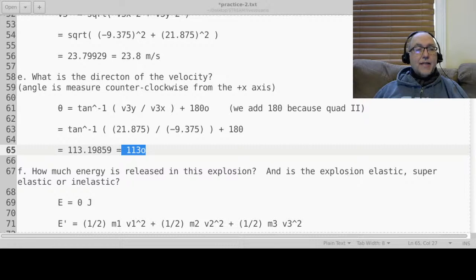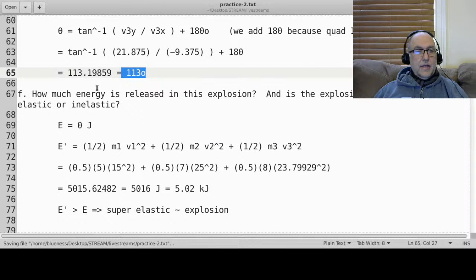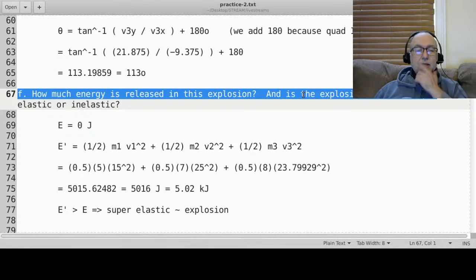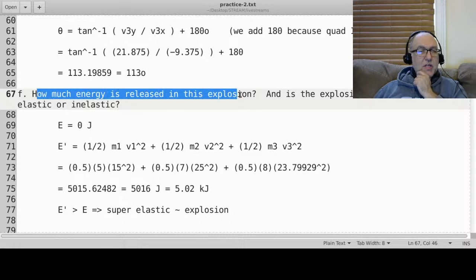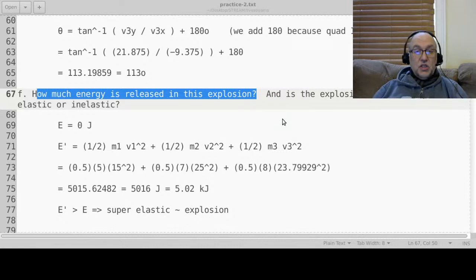All right, and then the last thing is how much energy is released in this explosion. Okay, and is the explosion elastic, super elastic, or inelastic? Well, let's do how much energy is released. Okay, so like when we did friction, we had energy that was macroscopic, and it appeared to disappear. What it was really doing was being transformed into heat, but we don't understand heat yet. So it looks like this energy is disappearing.